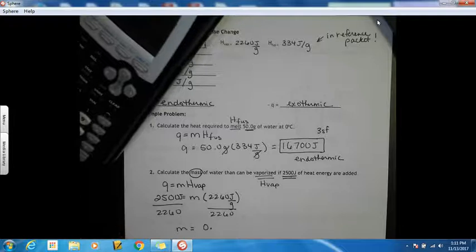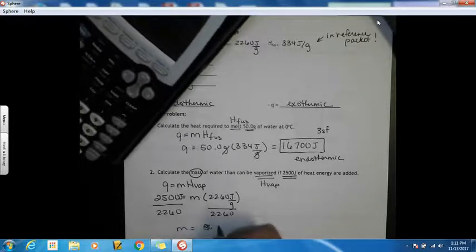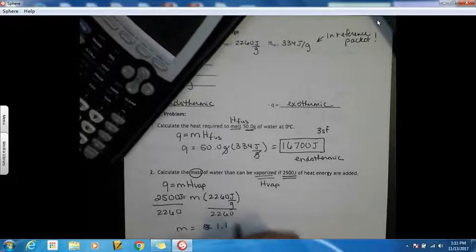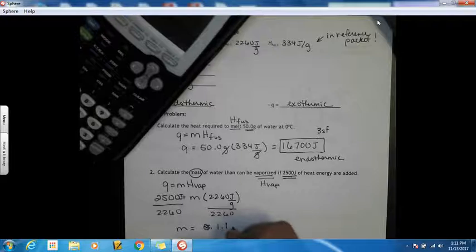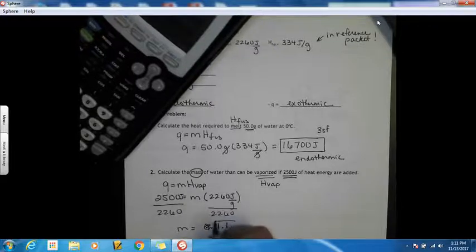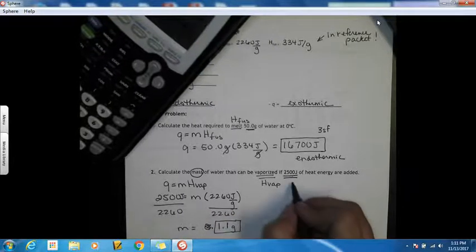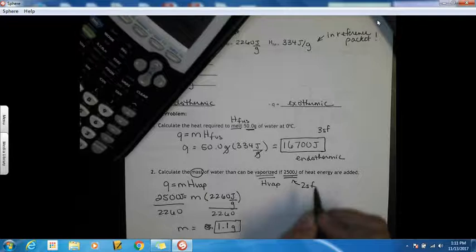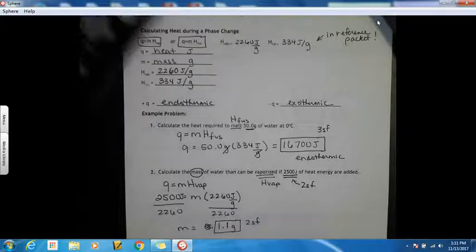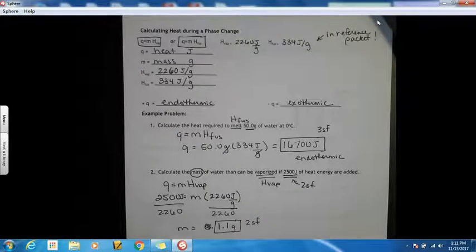I can't type it in my calculator today. Is 1.1 grams. I started out here with 2 significant figures, so I need 2 significant figures in my answer.